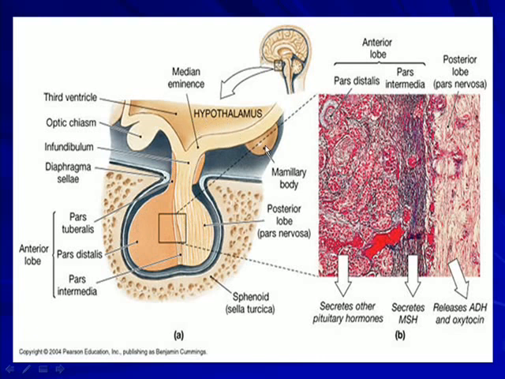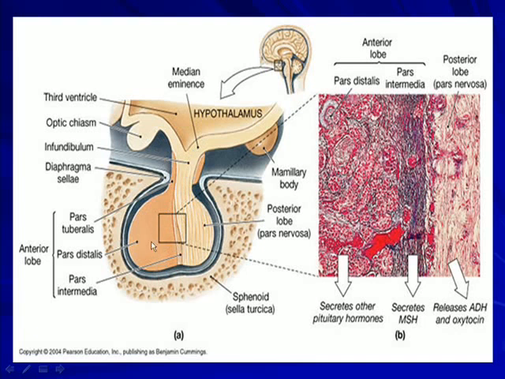You should be able to identify the location of the mammillary body, which sits inferior to the hypothalamus. Also the location of the optic chiasm, which also sits inferior to the hypothalamus. Should be able to identify the structure known as the infundibulum. This is a connection between the hypothalamus and the pituitary gland.